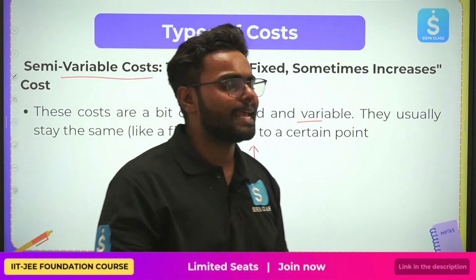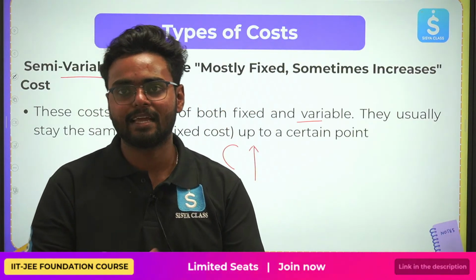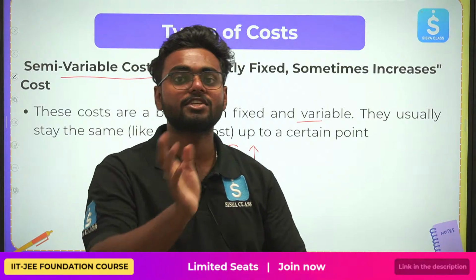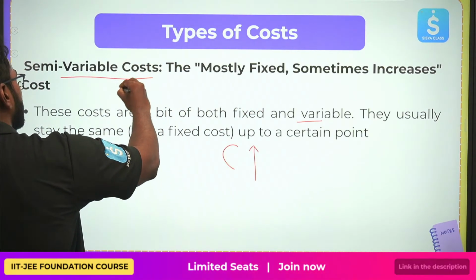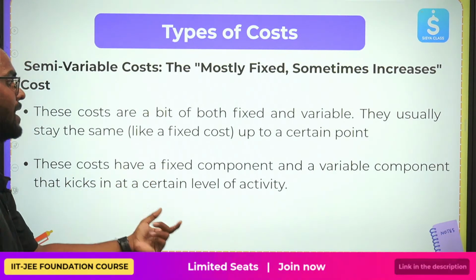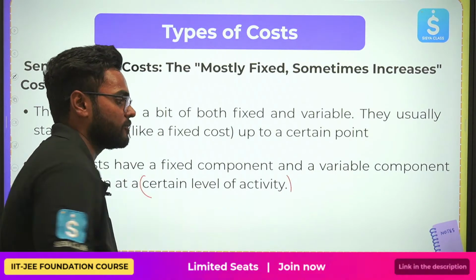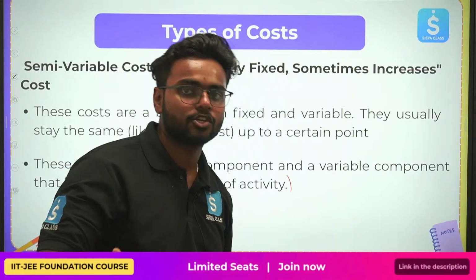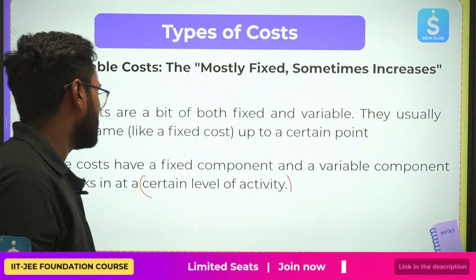I can also give you an example of SIM cards, right? If you are using any SIM card network, they will provide you with a monthly package. If you are exceeding it, they would charge you more and provide you more. It is a type of semi-variable cost. So these costs have a fixed component and a variable component that kicks in at a certain level of activity. We have a fixed component of certain rupees. After the threshold gets reached, there will be a variable component, right?